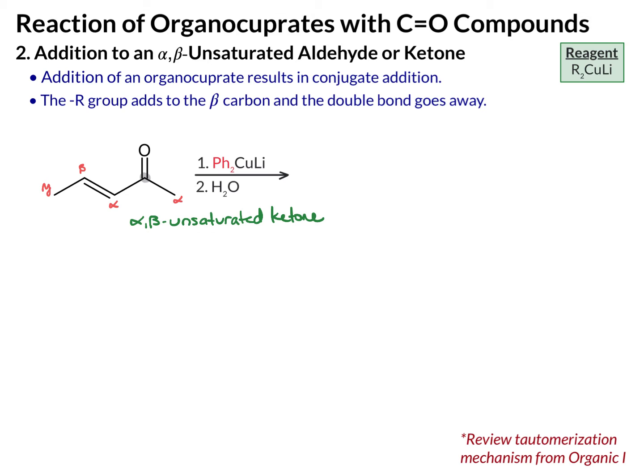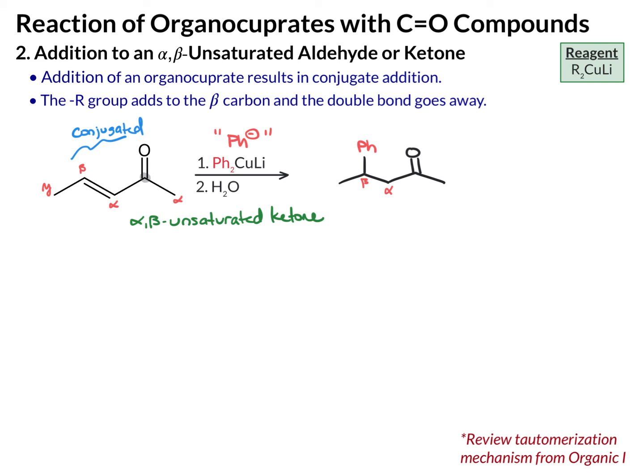What happens with the Gilman reagent is, again, we're kind of thinking of this as a phenyl minus nucleophile. The product is pretty easy to draw. All we do is draw our main framework, erase the double bond, and add the new group to the beta carbon. There's the product. So this is considered a conjugate addition because the double bond here and the ketone are conjugated.